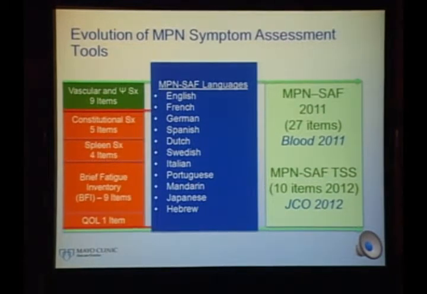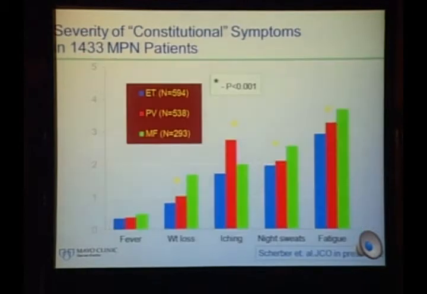Now, with efforts of this study, we performed an analysis, and many of you may have contributed, in over 1,400 patients. And with this, we saw in green that in myelofibrosis, issues of fatigue, night sweats are quite common. But what you see is that these issues are also very real in some patients with ET and PV.